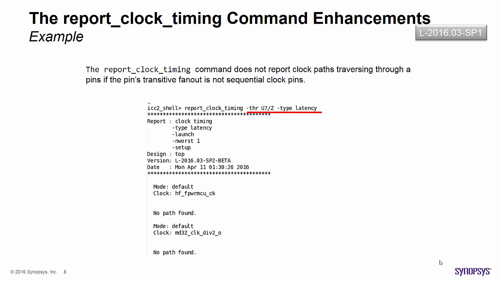However, when you do report_clock_timing through U7G with type latency, there is no clock latency information here. The report_clock_timing command does not report clock paths traversing through pins if the pin's transitive fanout is not sequential clock pins. In this case, the generated clock is the final transitive fanout for U7G. That's why no clock latency information is shown here.